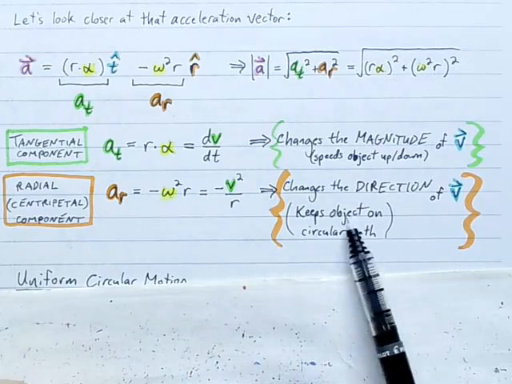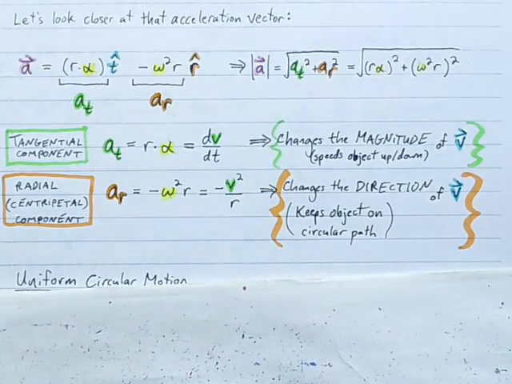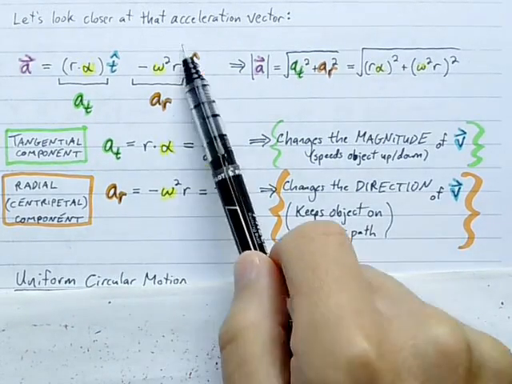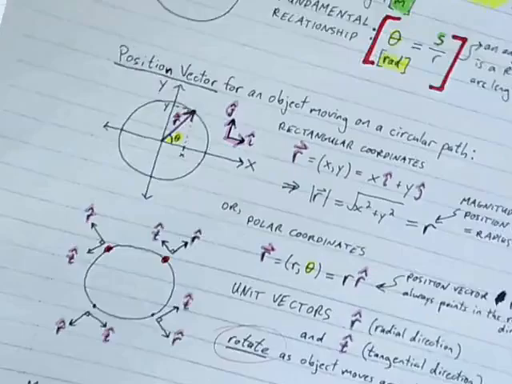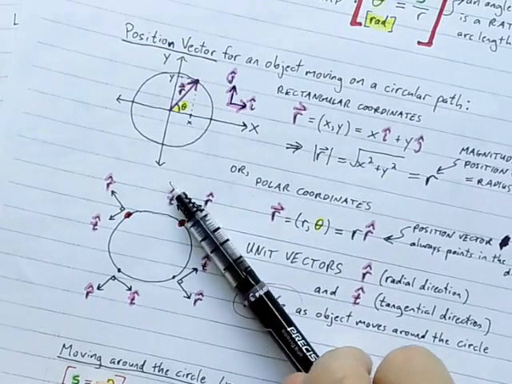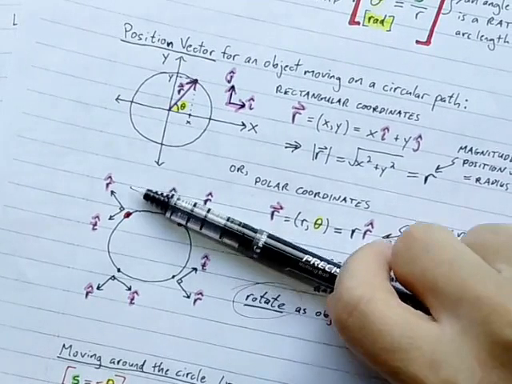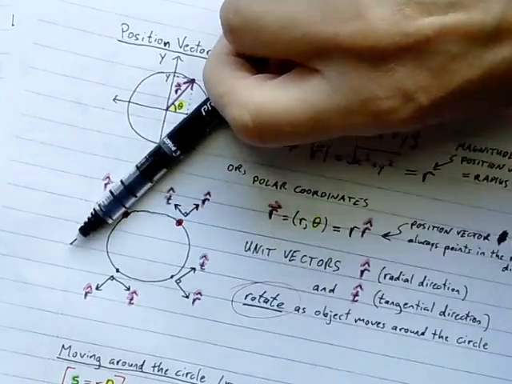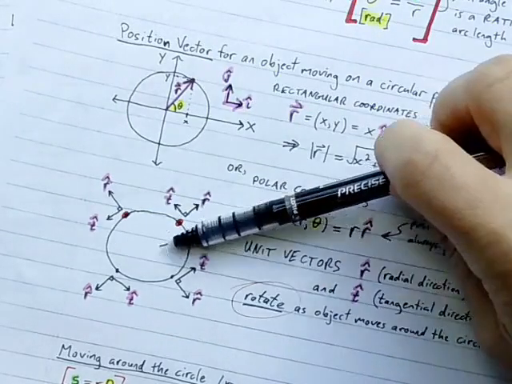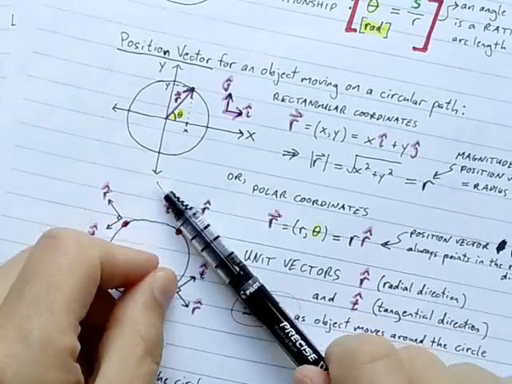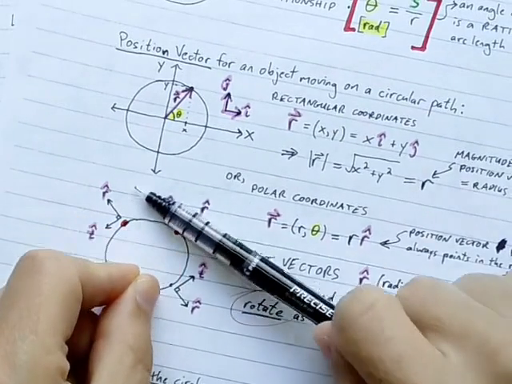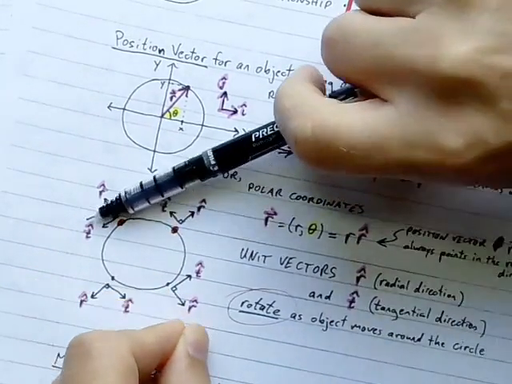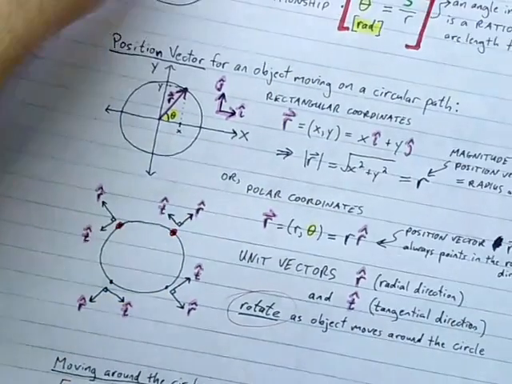This is what keeps your object on your circular path. It's this radial component right here, this part, that takes your velocity vector and turns it by pulling always in towards the center. Pull in towards the center, and I turn that velocity vector.